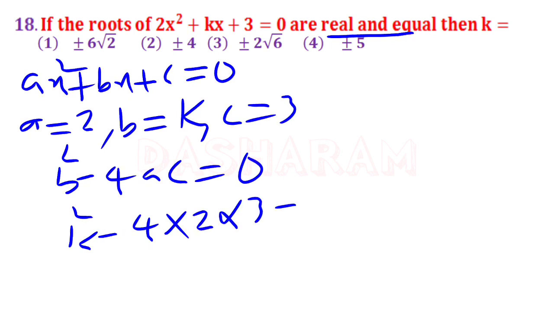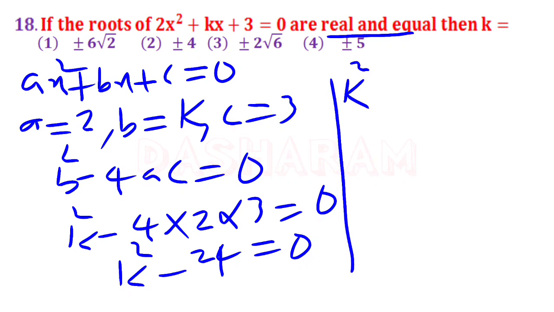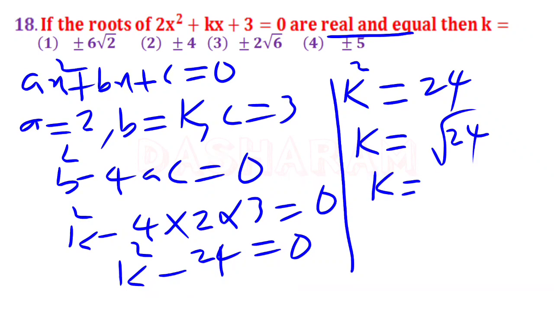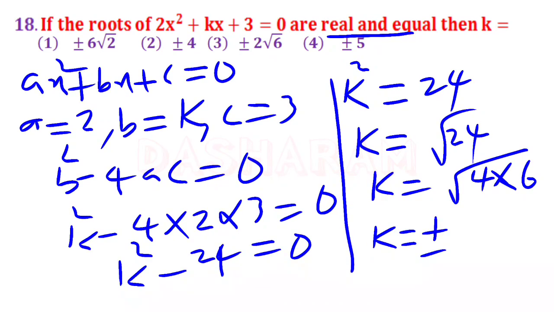K square minus 4 2s are 8, 8 3s are 24 equals to 0. Then k square equals to 24, then k equals to under root 24. So k equals to under root 4 into 6. Here 4 is a perfect square number, so plus or minus, the square root of 4 is 2 and 6 will stay inside the square root. So k value is plus or minus 2 root 6, option 3 is correct.